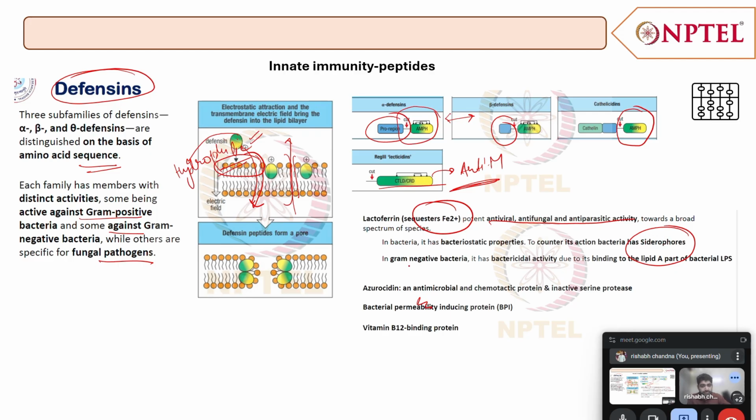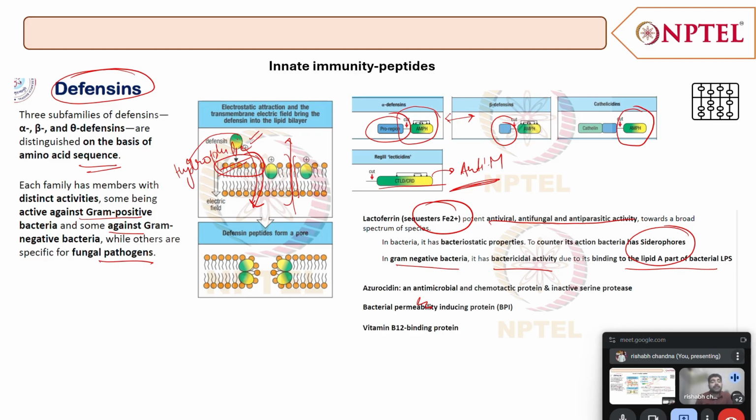So in gram negative bacteria, it has bactericidal activity. It binds to the lipid A part of the bacterial LPS, that is the lipopolysaccharide. Then we have azurocidin, that is an antimicrobial and chemotactic protein, and an inactive serine protease. So it is an inactive serine protease that has both antimicrobial and chemotactic properties.